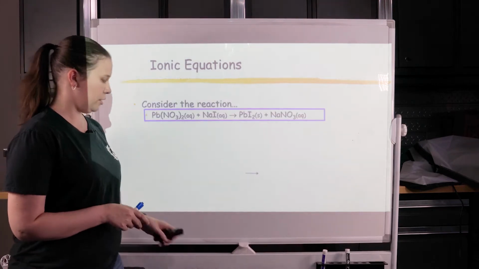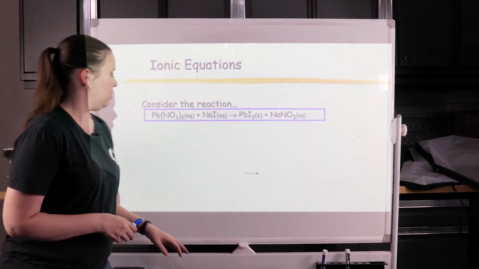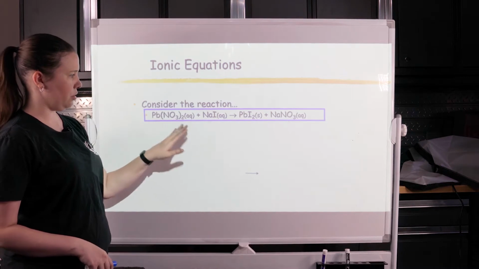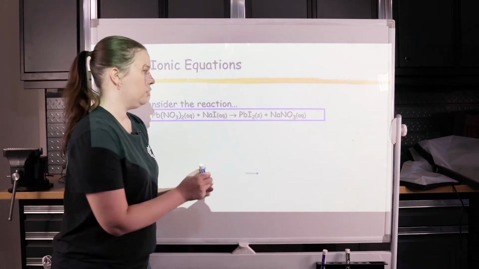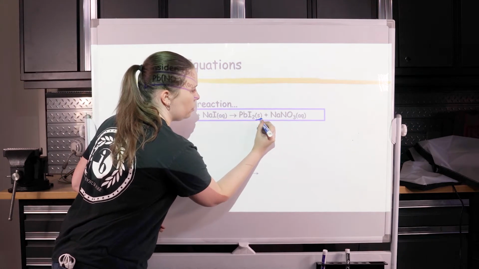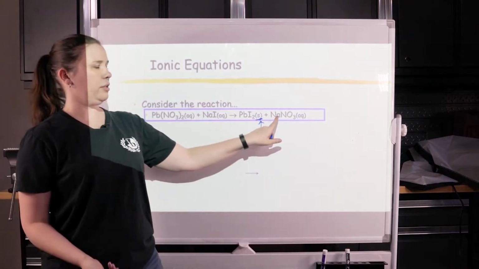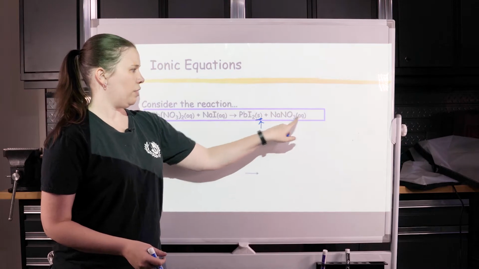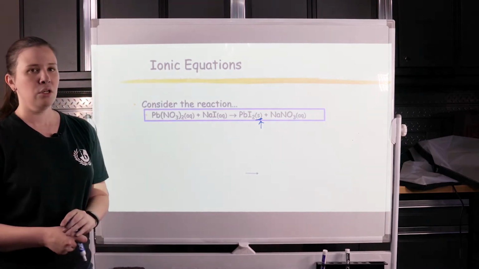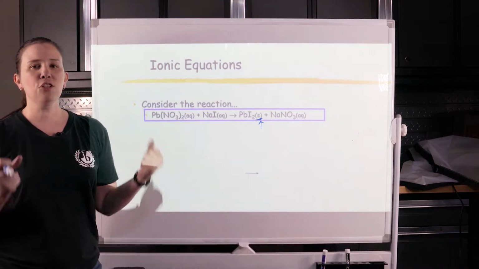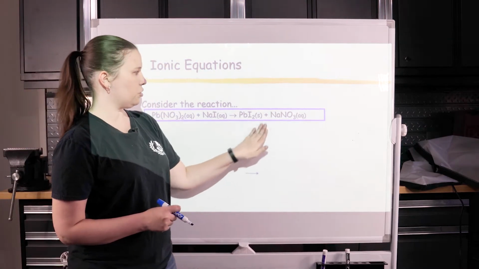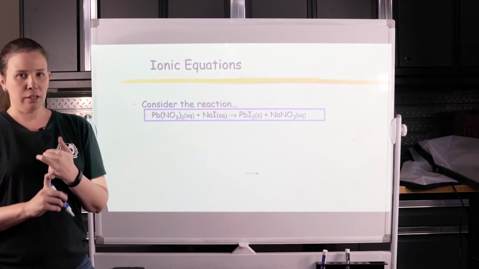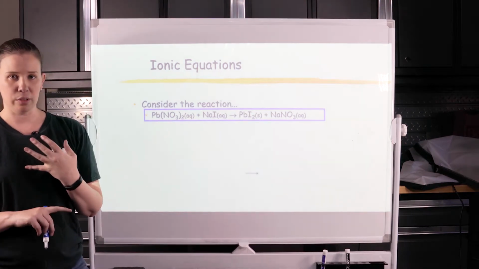All right, so let's look at an example. Here I have lead nitrate reacting with sodium iodide to form a lead iodide. Notice here, the only solid, and then a sodium nitrate. So we have aqueous, aqueous, aqueous. So the first question is, which things will dissociate? The two conditions for dissociation, ionic compound and aqueous.